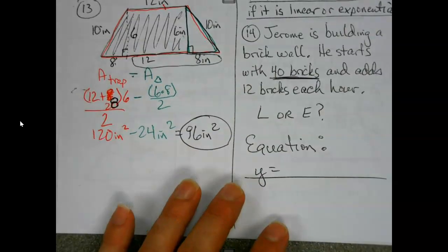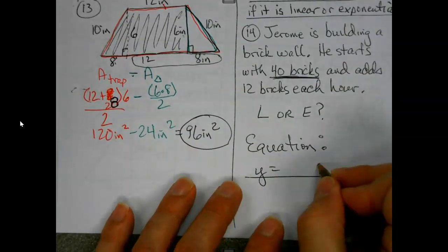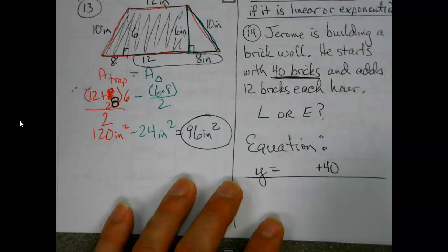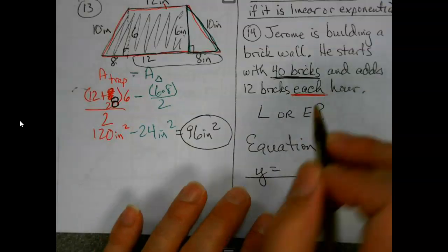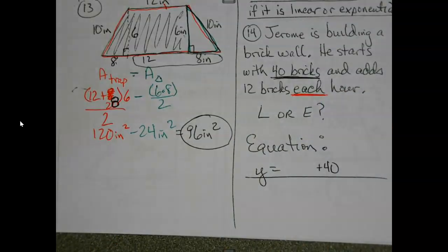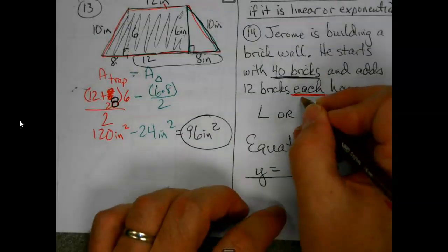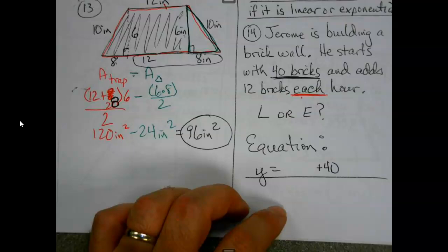whatever you start with, that's not changing. That's kind of like we'd set our y-intercept portion. And if you see the words like each or per or something like that, that's the variable part. That's the variable part that's going to go with your x.